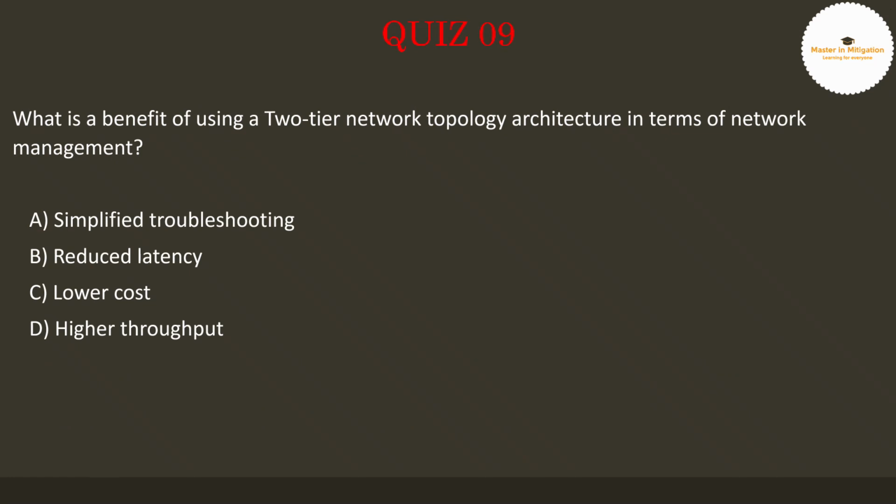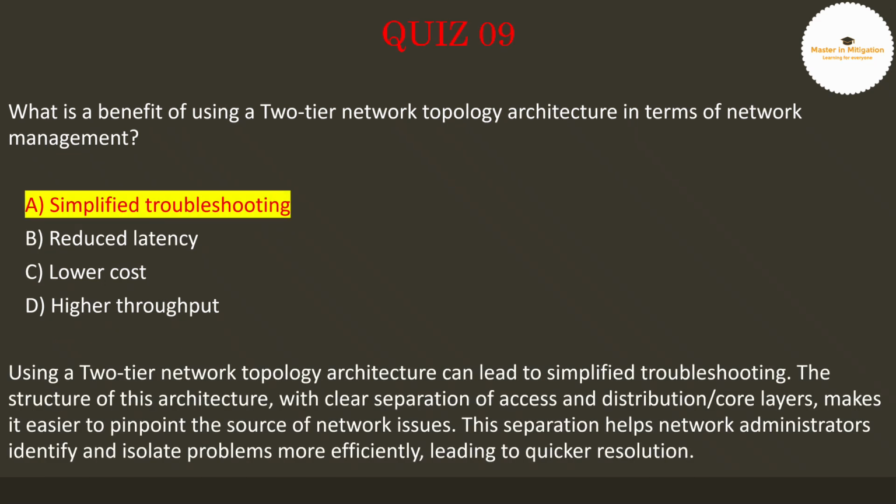Okay, let's go to question 9. What is a benefit of using a two-tier network topology architecture in terms of network management? Pause the video now to select the best answer. Okay, the answer is simplified troubleshooting. Using a two-tier network topology architecture can lead to simplified troubleshooting. The structure of this architecture, with clear separation of access and distribution/core layers, makes it easier to pinpoint the source of network issues. This separation helps network administrators identify and isolate problems more efficiently, leading to quicker resolution. Let's move on to the final question.